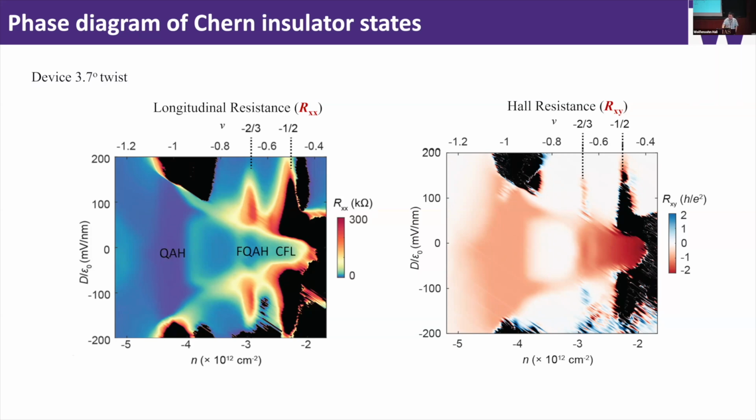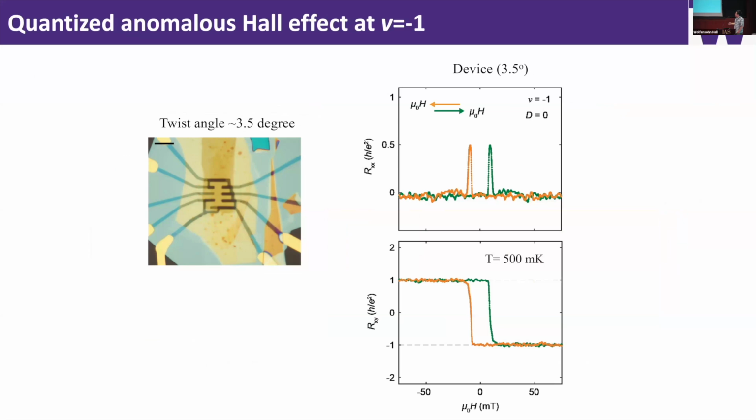Okay, so now let's look into details. First, let's focus on filling factor -1. What I show you here is the measurement of Rxy by sweeping the magnetic field forward and backwards. Right at the bottom, you will see that Rxy is quantized at h/e² at zero magnetic field, and correspondingly, Rxx is strongly suppressed. So this is the hallmark of a quantum anomalous Hall state.